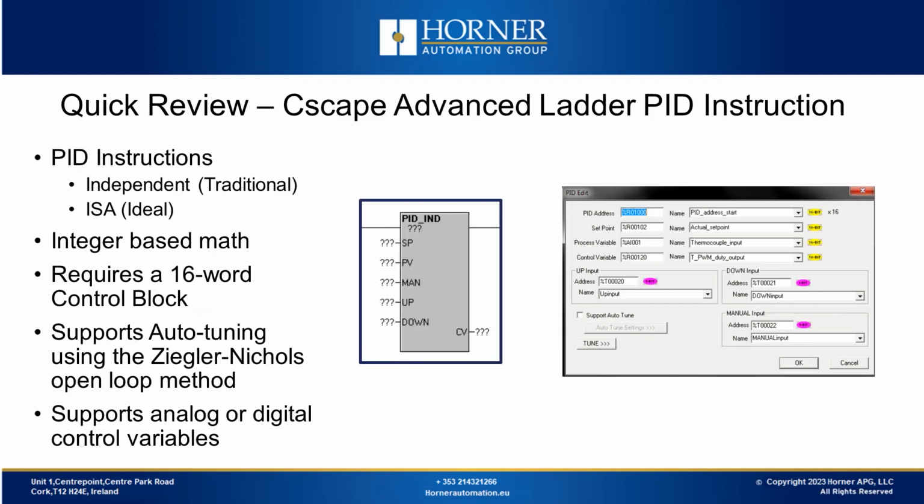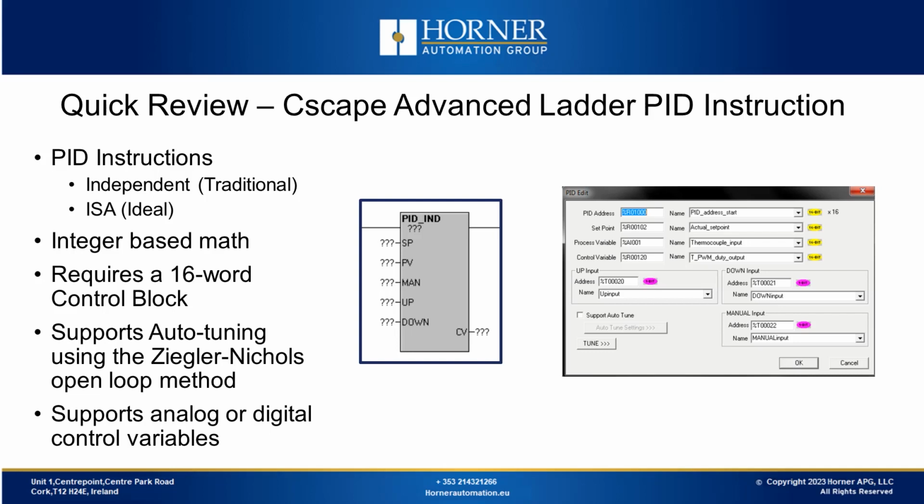We offer two variations of PID algorithm, an independent algorithm and an ISA algorithm. While they have some differences, either one works well for most applications. Both of these instructions in our advanced ladder editor use integer-based math. Integer math can be very effective for PID calculations. For each PID loop, it's a requirement to allocate a 16-word control block.